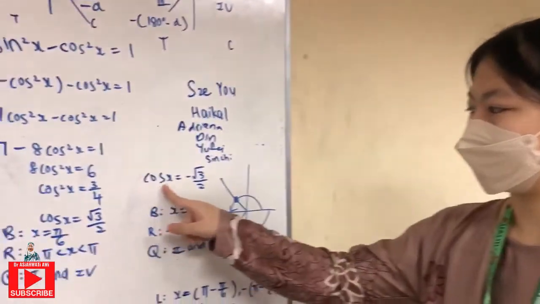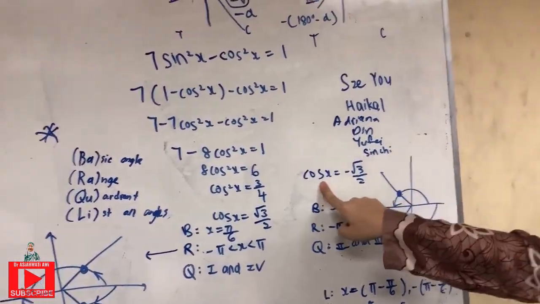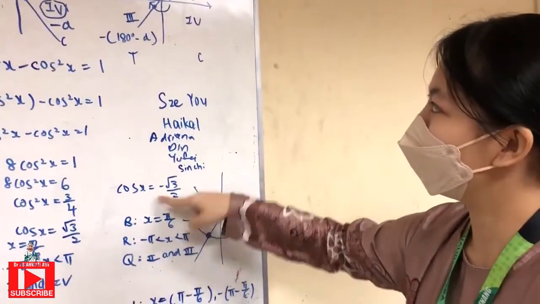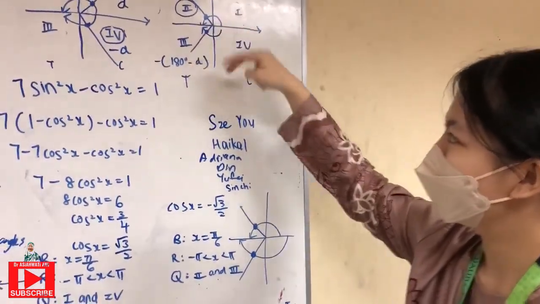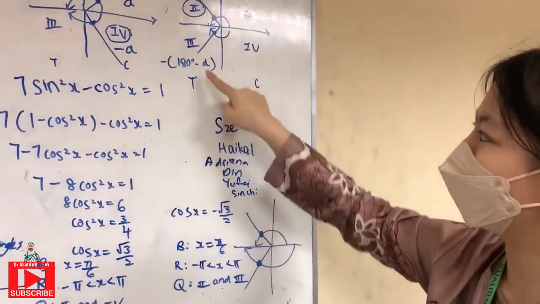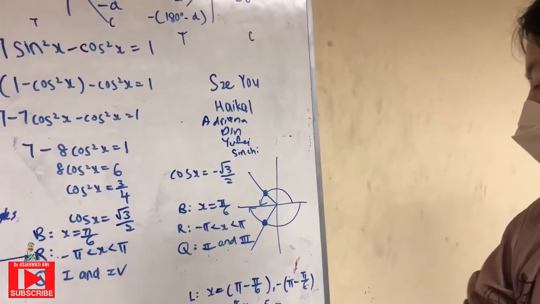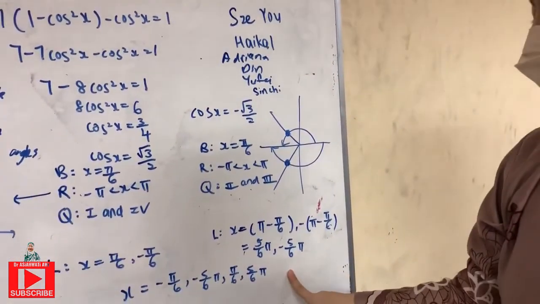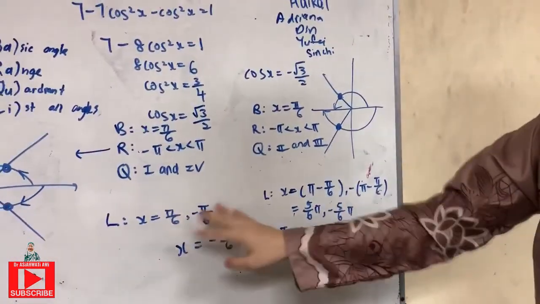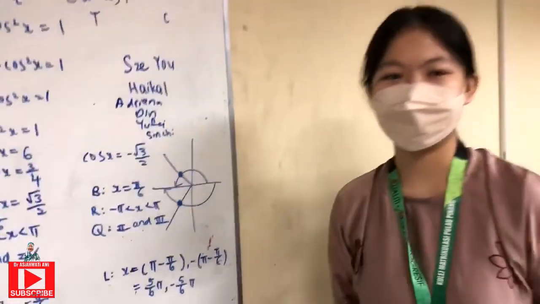So for cos x equals to negative square root of 3 over 2. Since the cos negative is at quadrant 2 and 3, so we use these two, we sub the basic angle into these two, we get 5 pi over 6 and negative 5 pi over 6. So we combine these two and rearrange, we get this answer. Thank you.